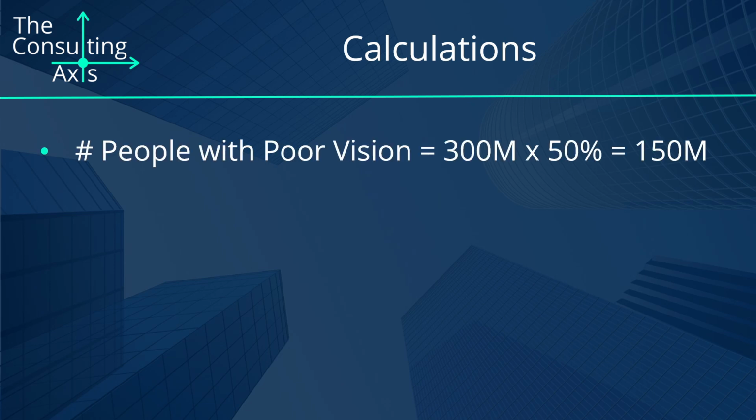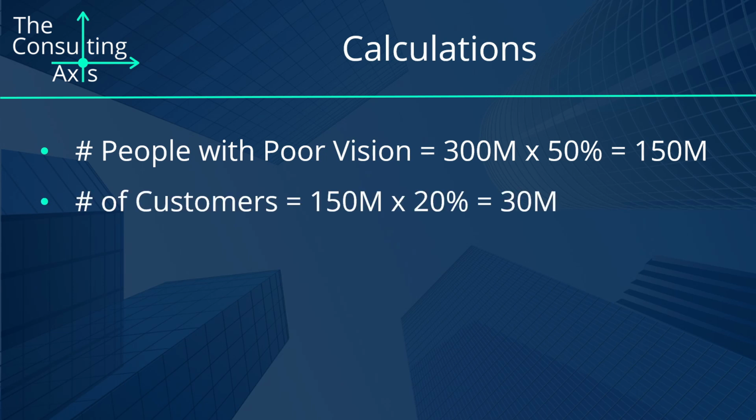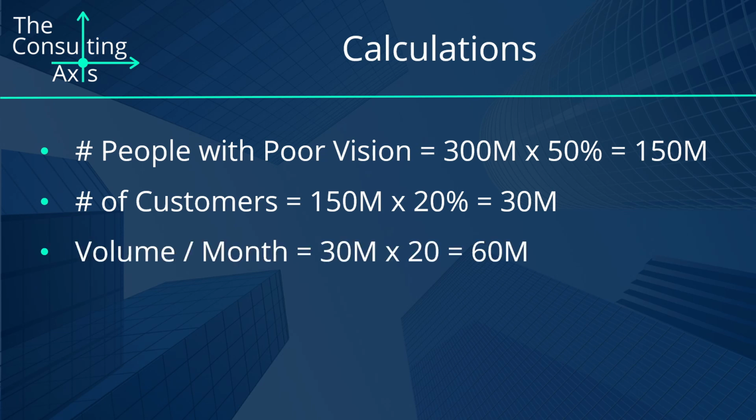So the number of people with poor vision will be equal to 300 million times 50%, which gets you to 150 million. Then we can use this to work out the number of customers by multiplying the 150 million by the 20%, the proportion of people that need glasses that also wear contact lenses, to get 30 million. And finally, this gives us a volume per month of 30 million times 20 to give us 60 million. So the answer to the market sizing question would be that the monthly market size for contact lenses in the US is around 60 million contact lenses per month.